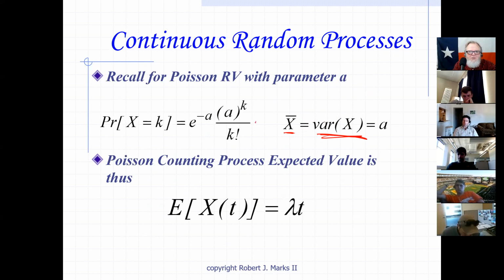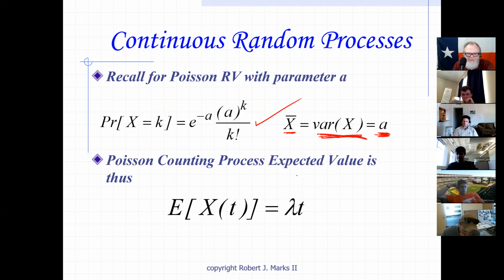So this is the result that we get from the Poisson process. If we have this as the probability density function for a Poisson random variable, then the mean and the variance are both equal to the parameter of the Poisson process.